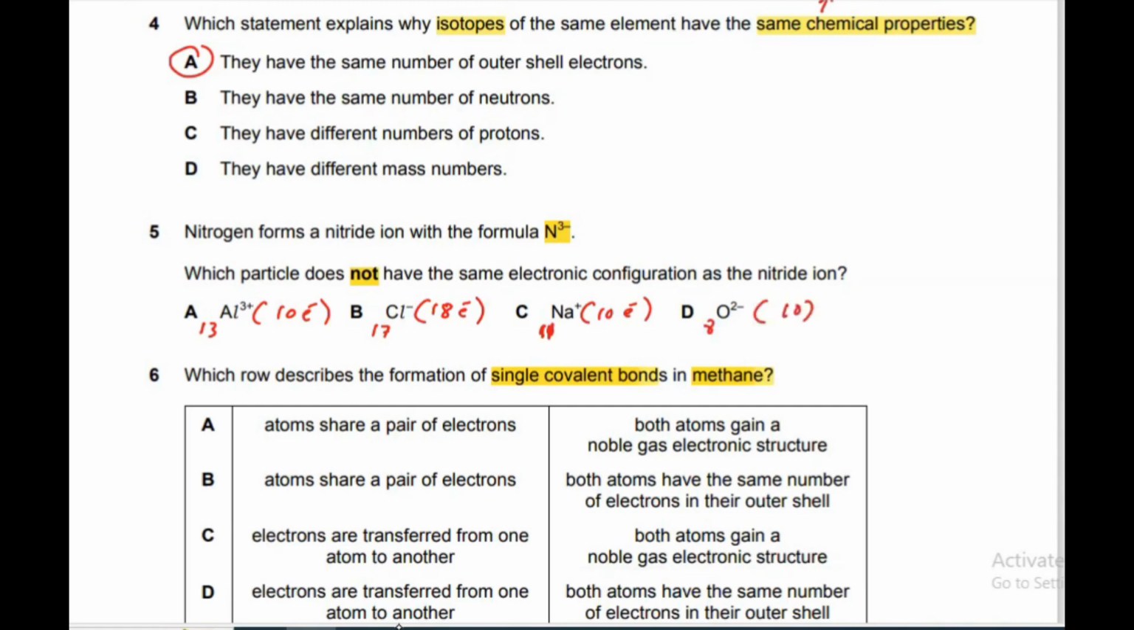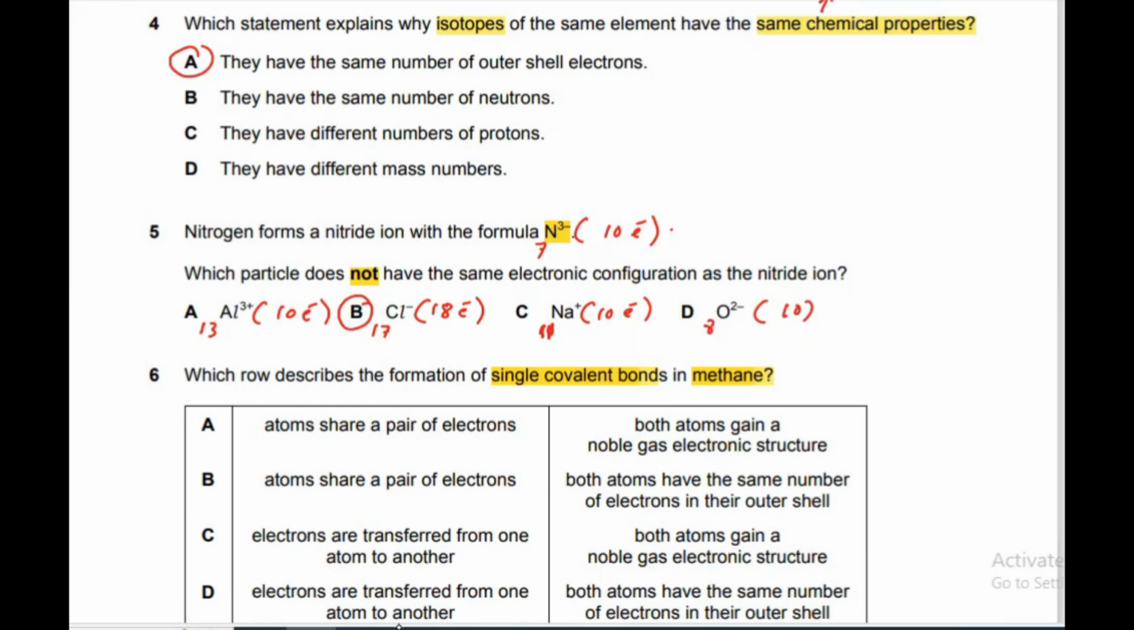Which particle does not have the same electronic configuration? 7 is the proton number of nitrogen and the nitride ion has 10 electrons. So if you look at options A, C, and D, they all have 10 electrons. So B is the different one. Cl- has 18 electrons. So this is the different, and this particle does not have the same electronic configuration as the nitride ion. So B is the answer.